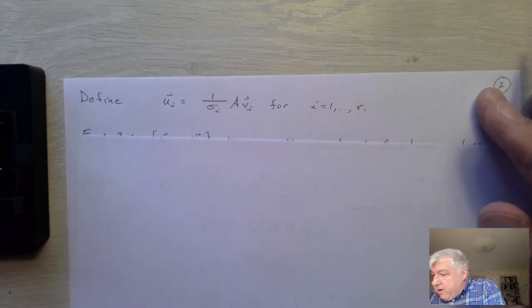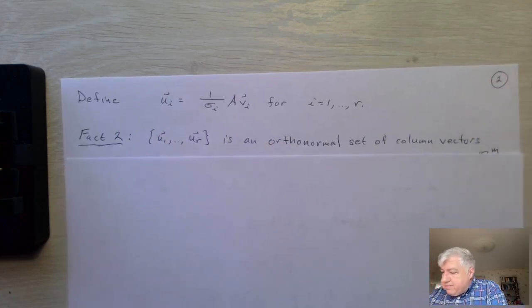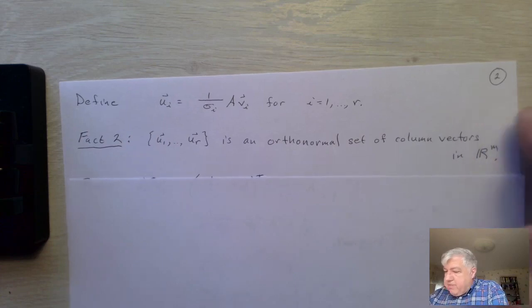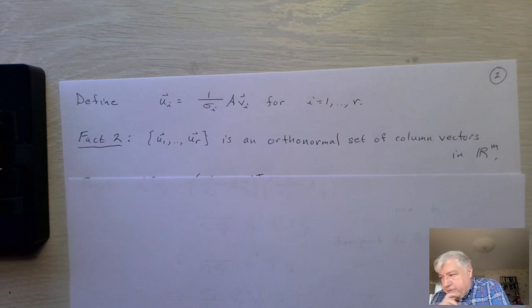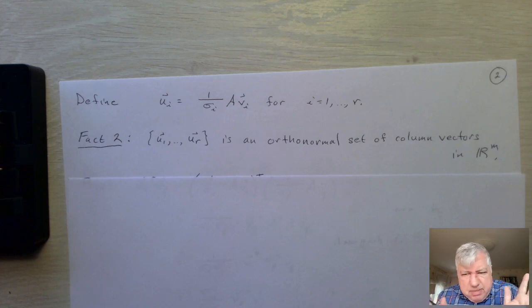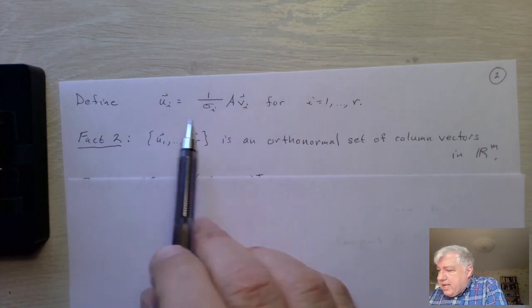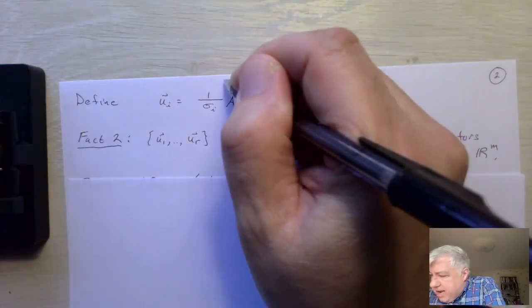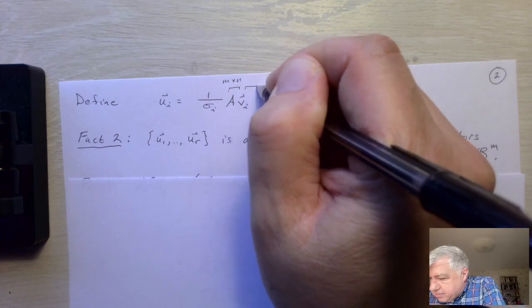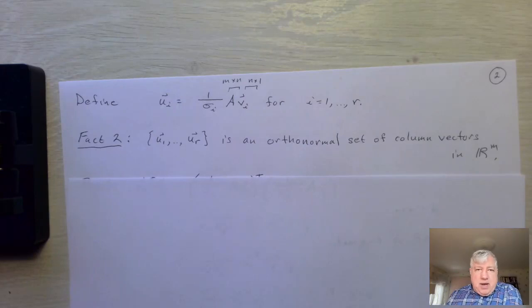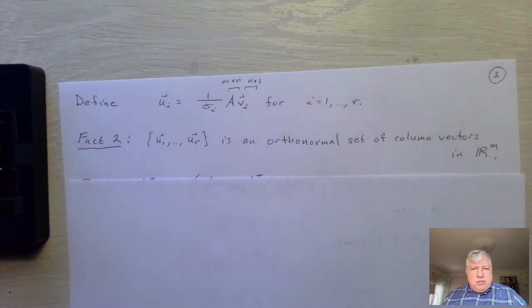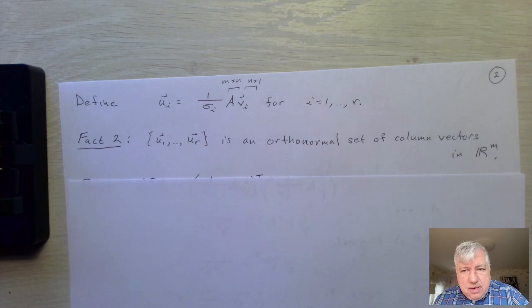Now, if we take just these R vectors, it turns out, for our second fact, that this set, u_1 through u_R, is an orthonormal set of column vectors in R^m. And by the way, the hardest part about this whole talk is going to be just keeping track of the dimensions of everything. u_i is in R^m, first of all, because remember, A is an m by n matrix, and v_i is a column vector in R^n, so it's n by 1. So the result is m by 1. So it's a column vector in R^m.